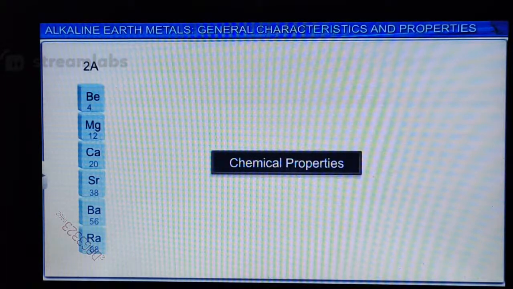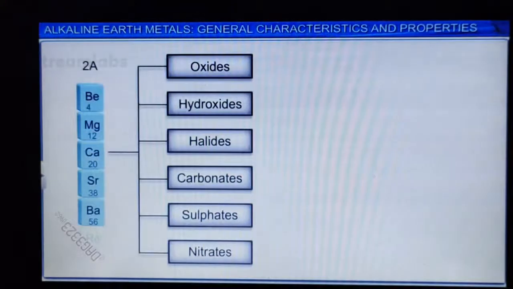If I talk about chemical properties, same with oxygen, water, they form oxides, hydroxides, halides, carbonates, sulfates, nitrites. थोड़ा ज़्यादा compounds बनाता है as compared to group 1. Obviously because its valency being 2 and having two oxidation states, +1 and +2, with +2 being more stable. That way.